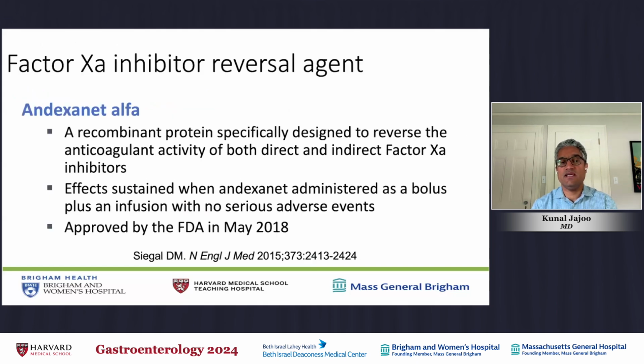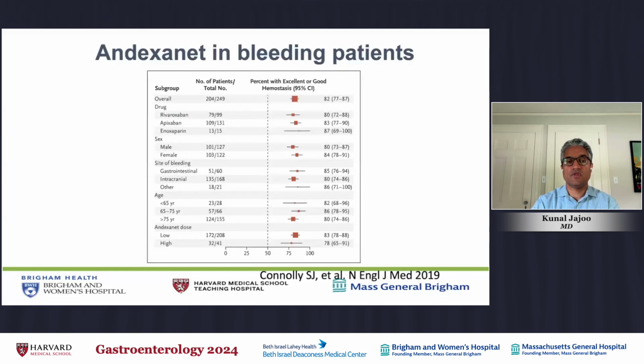There is also a factor 10A inhibitor reversal agent, andexanet, a recombinant protein specifically designed to reverse the anticoagulant activity of both direct and indirect factor 10A inhibitors. It is administered as a bolus plus infusion, and was approved in 2018. These do result in excellent hemostasis effect, but we will just note that there was no control group when comparing these. Specifically for gastrointestinal bleeding, they were able to achieve excellent hemostasis of about 85%.